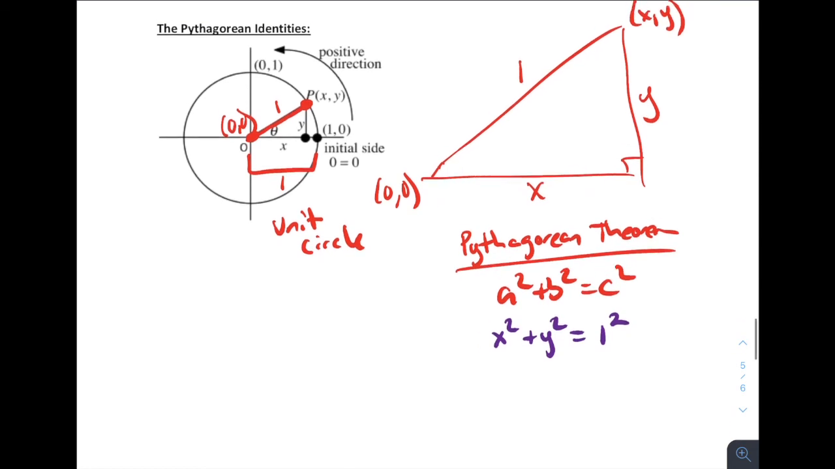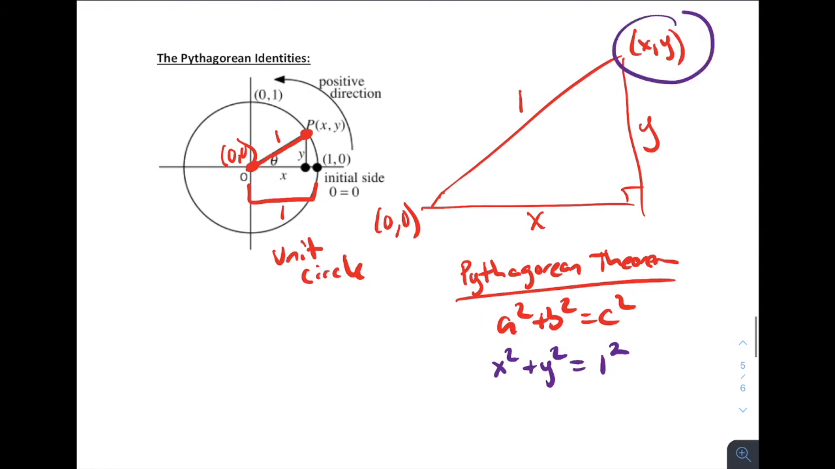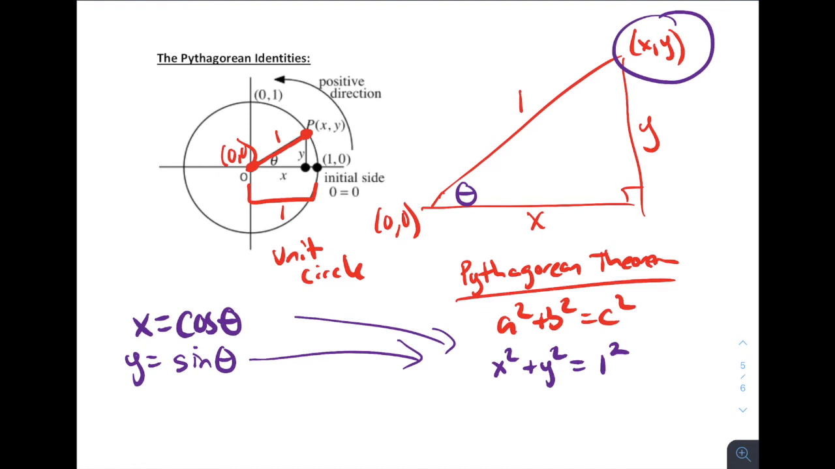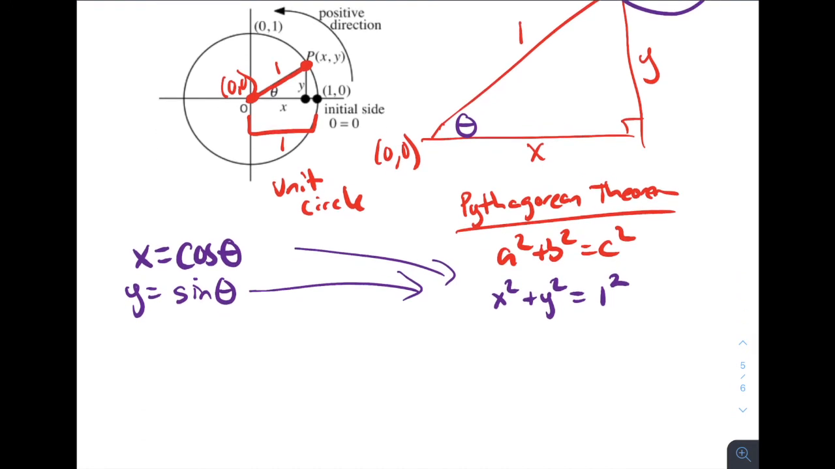Why is this useful? Where is this going? Well, if we think about our coordinate that we had up here, we said that the x in the coordinate was cosine of whatever our angle is. So let's say that's our angle. And we said that y was the sine of that angle. So I'm going to substitute both of those into this equation, and that actually tells us that cosine of theta squared plus sine of theta squared is equal to 1 squared, which is 1.